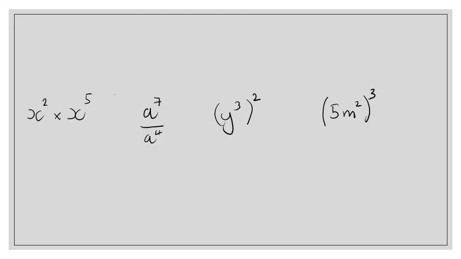So just a little overview of what we're going to be looking at today. We're going to be looking at indices, and we've got multiplying, dividing, in brackets, and then we've got some slightly more complicated ones at the end. So I'll do an example for each of these, give you a go on each of these, and then you can make a start on some work.